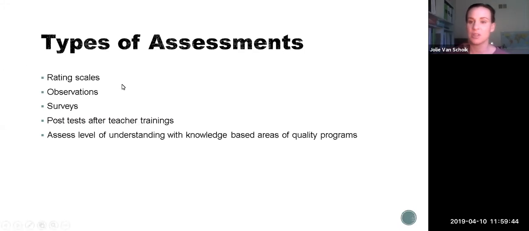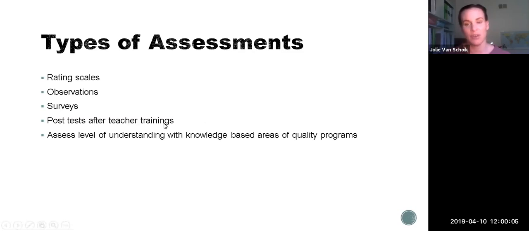Then we have observations, and these might not be as prescribed and as formal as the military system that I was talking about. It could be your weekly walkthrough and your ability to assess what your teacher is doing, and then from there decide if there needs to be more assessments. Surveys, once again, which we talked about last week, are a great way of assessing as well.